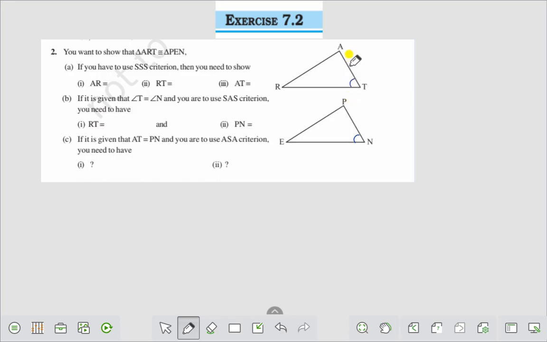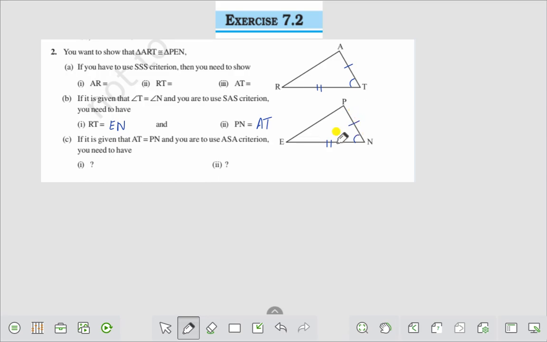That means you have to take the included side, that is RT, which is 8. This side should be equal to EN. The RT side is equal to EN side. And PN, this side, should be equal to AT. Then you can use the criterion side angle side.